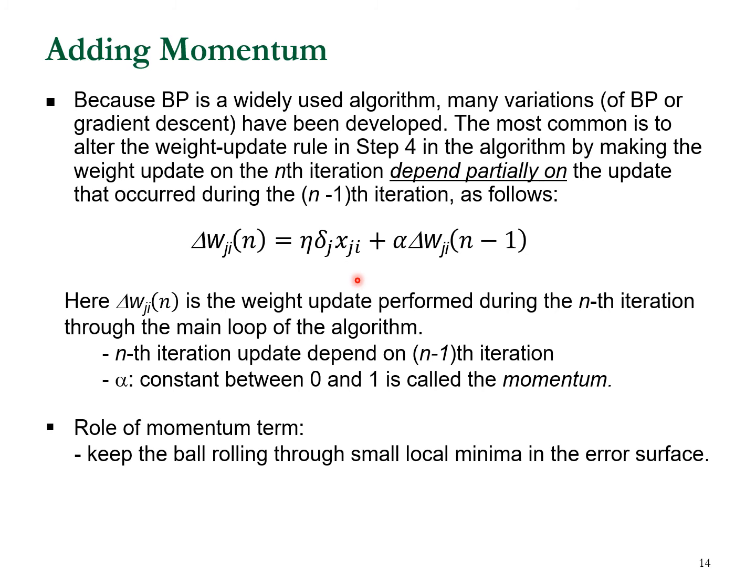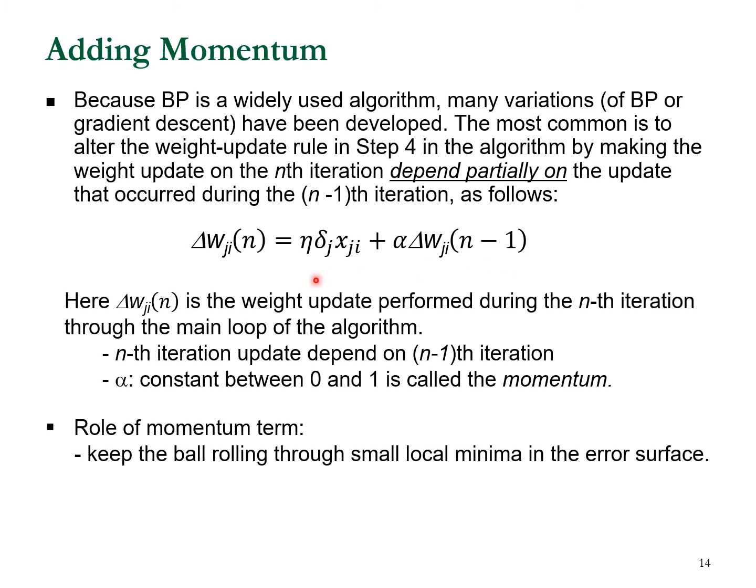And then if you use a momentum technique, you add another term like this. Alpha is a constant. It's called the momentum constant. And we have delta wji n minus 1. So this is the delta value in the previous step. This is the delta value in the current step. So you add a little bit of delta value from the previous step. That is the basic idea of using momentum.